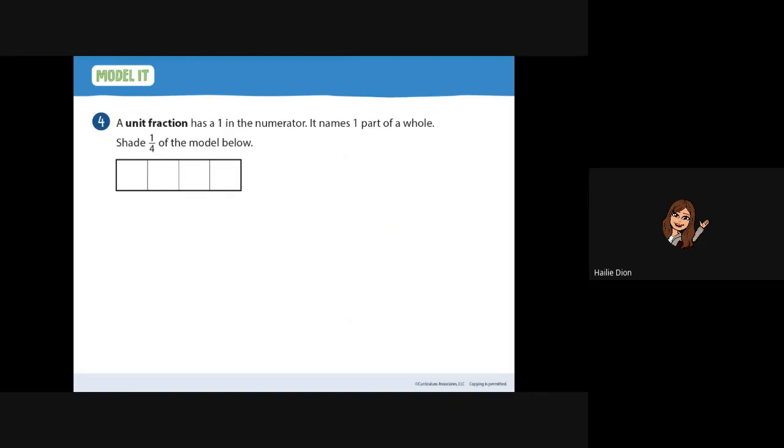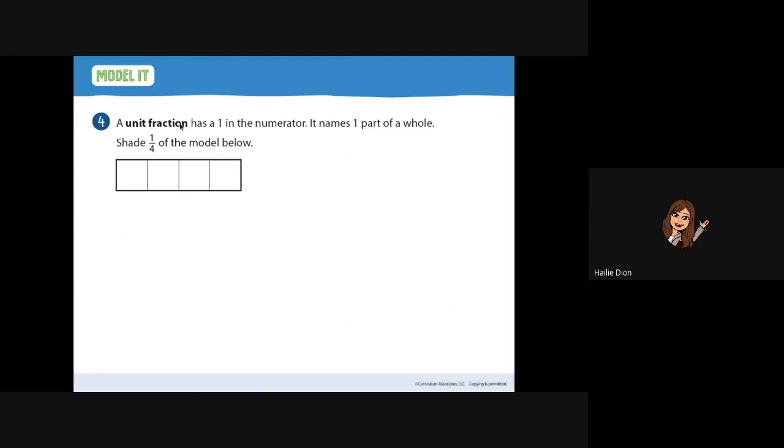Now, a unit fraction is a special type of fraction, meaning there is a 1 in the numerator. It's 1 part of the entire whole. So, an example of a unit fraction is 1/4. So, for us to shade 1/4 of the model below, we would need to shade in 1 of these squares because there's 1, 2, 3, 4 pieces total.